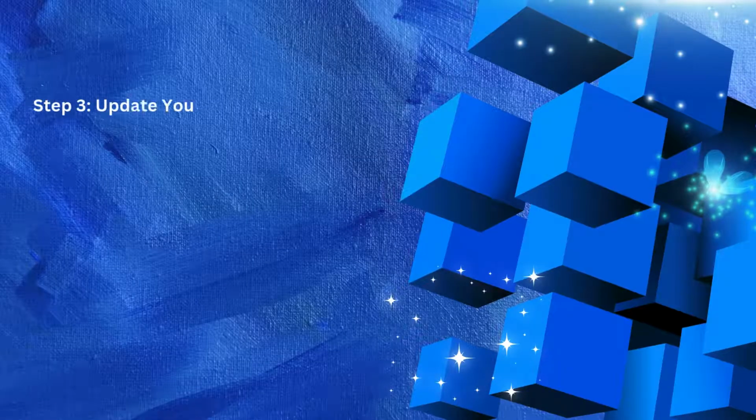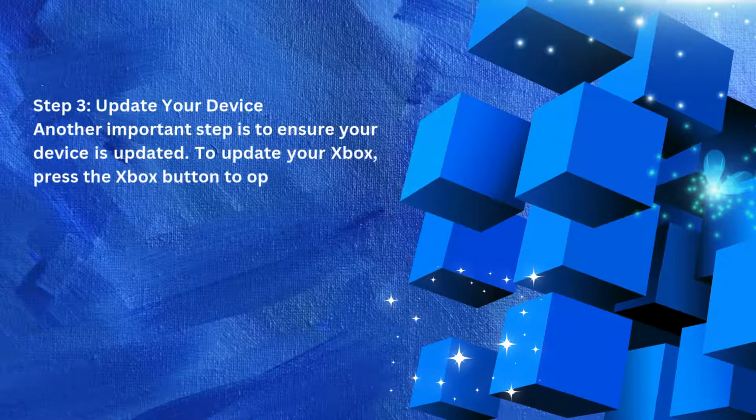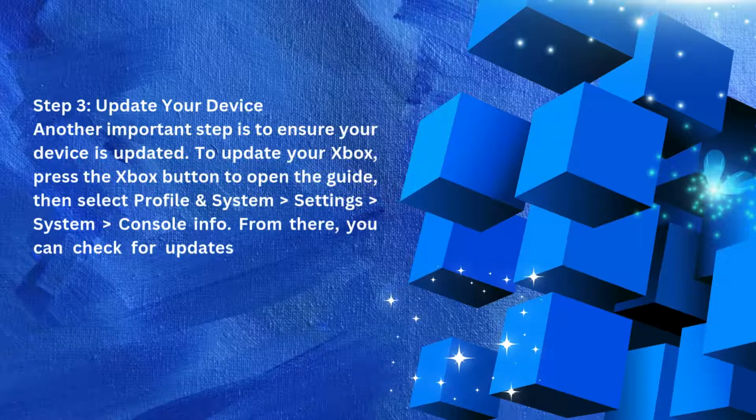Step 3. Update your device. Another important step is to ensure your device is updated. To update your Xbox, press the Xbox button to open the guide, then select Profile and System, Settings, System, Console Info. From there, you can check for updates. If any updates are available, install them immediately.